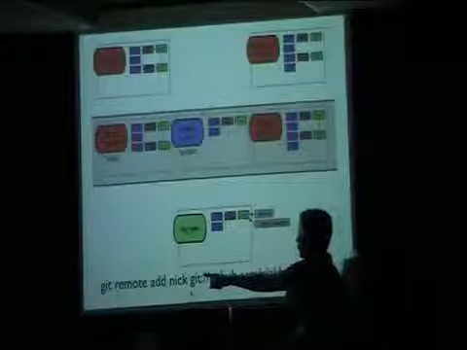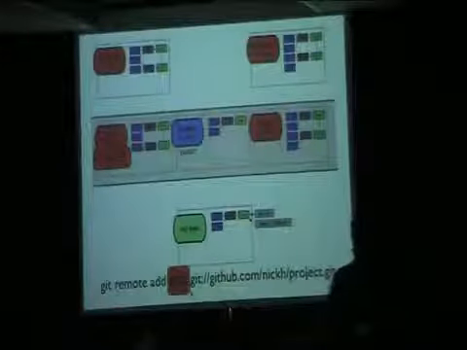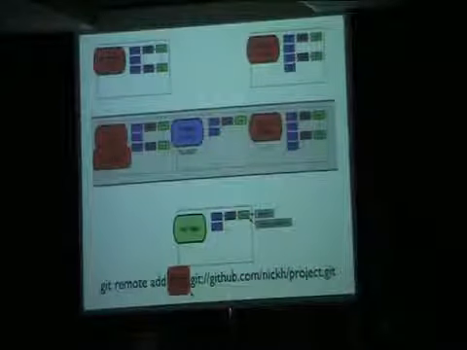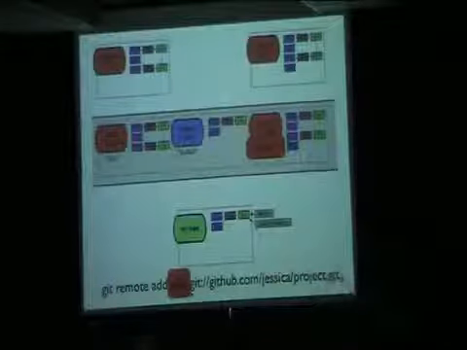I've fixed, bug 15 or something, right? So I can say, cool, I've wanted to have that fixed for a while. I'm going to add you as a remote. So git remote add some nickname, right, some alias. I'm going to call this one Nick, so I don't have to write out that whole URL every time. And then whatever the URL is.